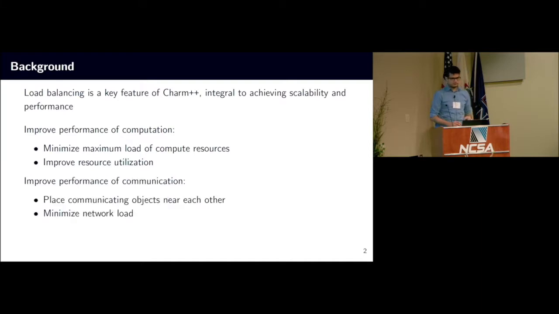Our other big thrust is to improve the performance of communication. On modern machines, the network is often a bottleneck, and we want to address that with load balancing as well. So to do this, we place communicating objects near each other. By near each other, we mean on the same physical node or nearby topologically. And we do this to minimize network load. And our end goal is basically to improve application execution time in general. And these two things are the main components of that.